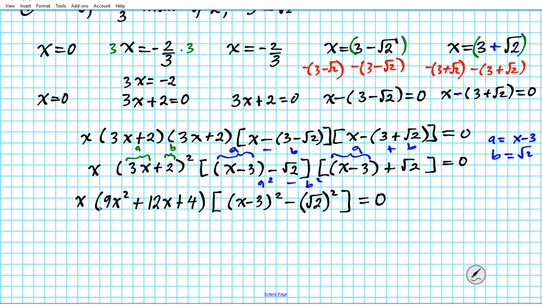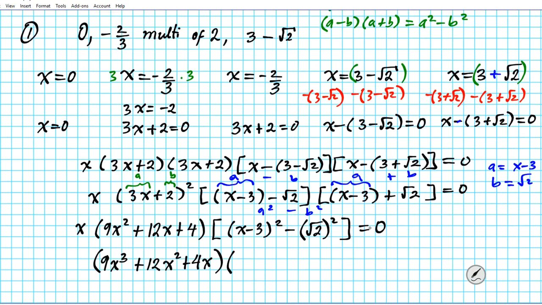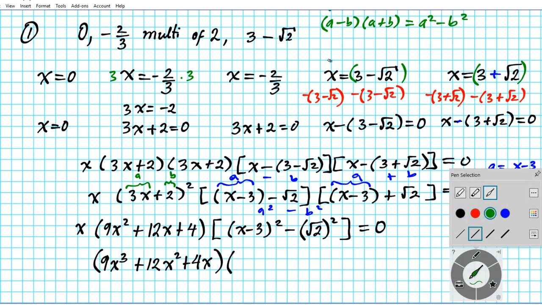Alright, now let's continue. On the left side, we can distribute this x to all these terms here. So that yields 9x to the third plus 12x squared plus 4x. Okay, so we have this cubic trinomial here. Now, if you take a look at this, the expansion of this difference of squares, you will notice that we have another square here. This is the square of a difference. How do you expand the square of a difference? Let's review that again. I showed you earlier, but let's just take a look at it.